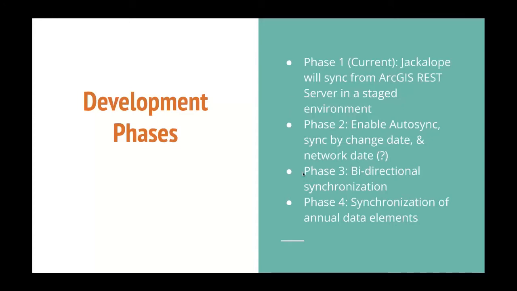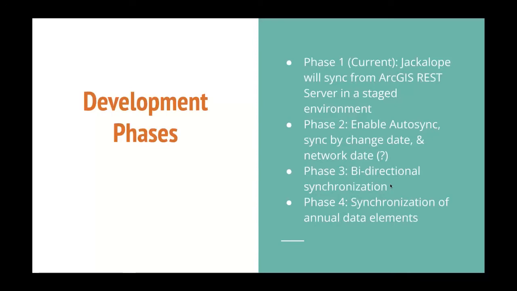Phase 3 is a bidirectional synchronization. So currently you can have attributes owned by Jackalope. You can have attributes owned by roads and highways. There'd be a third category, which is attributes owned by Jackalope, and then we want to push that into roads and highways. So, for example, there might be some attributes in Jackalope that roads and highways normally doesn't really know anything about. But you want to push those into some layer in roads and highways and have the synchronization go the other way. That's phase 3. And this, by the way, is a question mark.